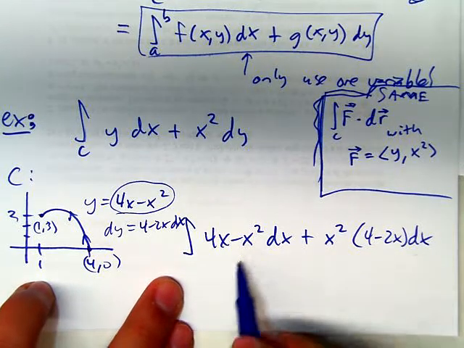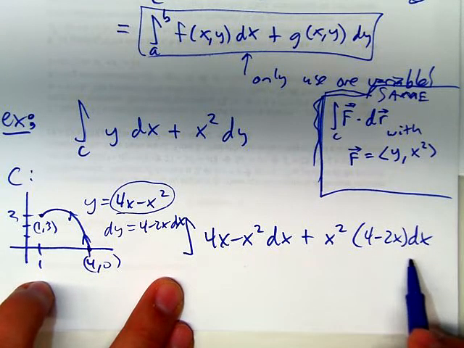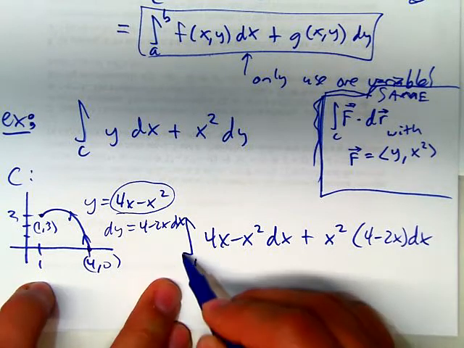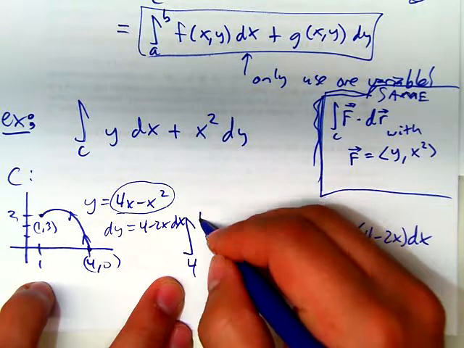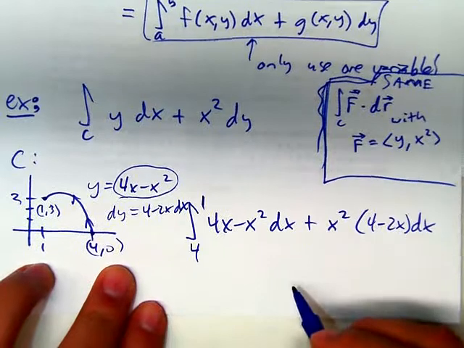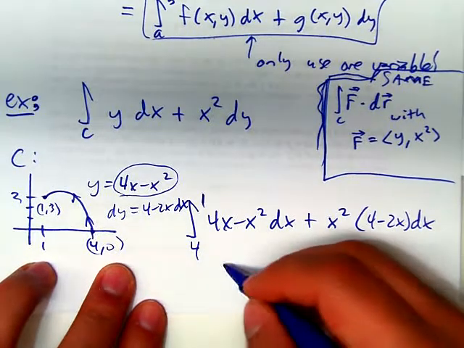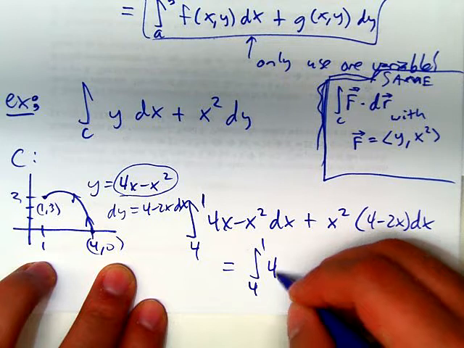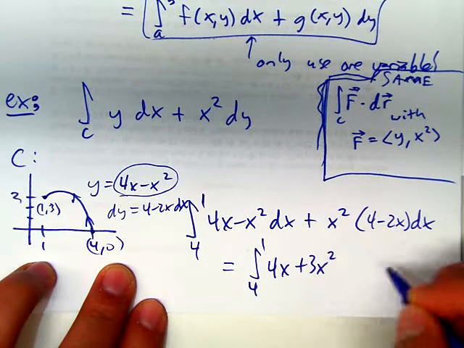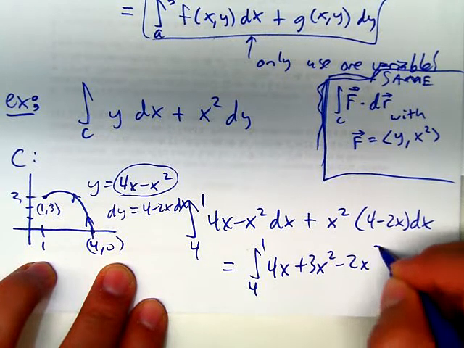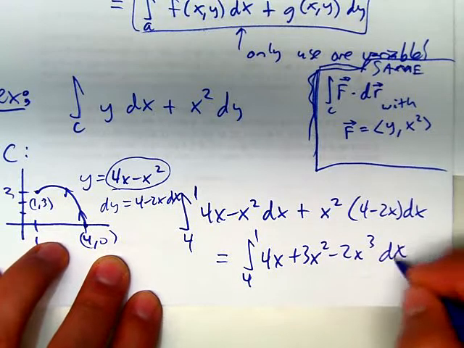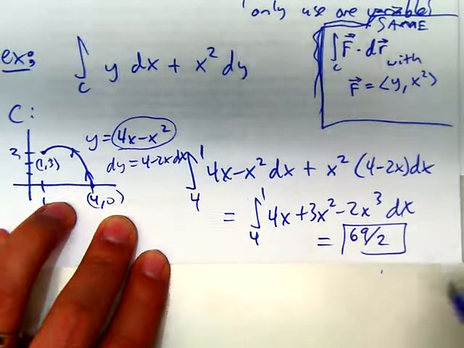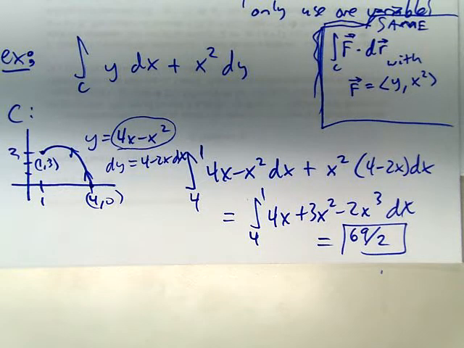And now my bounds of integration, these are x values, so this is going to seem weird, but the direction is important. Since we're starting at x equals 4, you need to keep 4 in here at the bottom, and then we're going to end where x is 1. So this is how we're going to set it up. This is going to be the integral from 4 to 1 of 4x plus 3x squared minus 2x cubed dx, which, to save time, you guys can do that, I'm sure. You get 69 over 2.